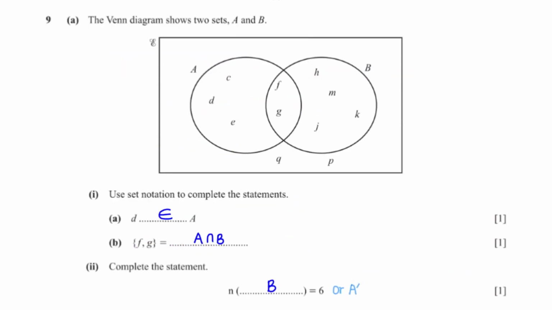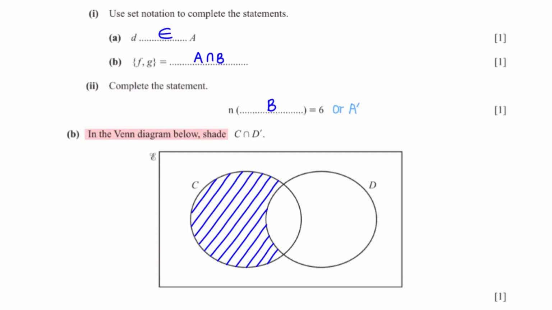The Venn diagram shows two sets, A and B. Use set notation to complete the statements. D is a member of set A. F, G are elements in the region A intersection B. Complete the statements. The number of elements in set B is 6.